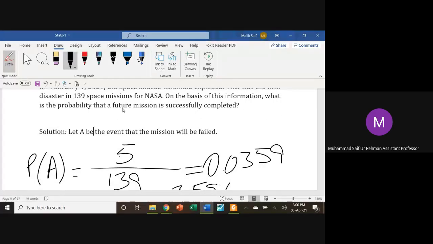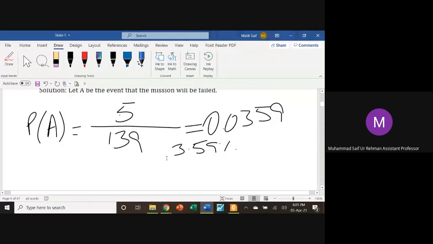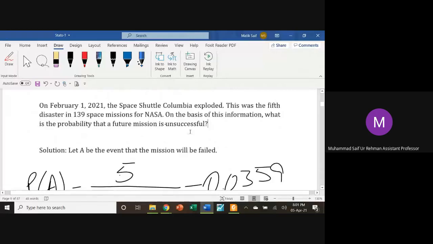What is the probability that the future mission is unsuccessful? If this is the question, then you will answer it like this, because you are defining the event as let A be the event that the mission will be failed or will remain unsuccessful. So you will solve it in this way.